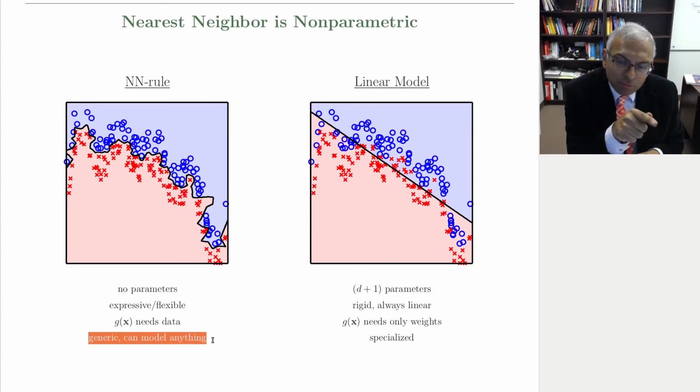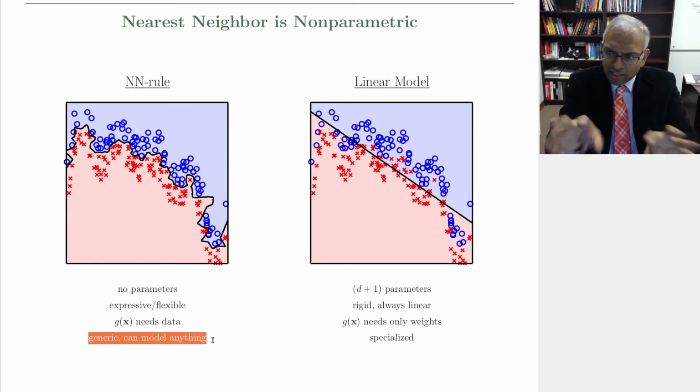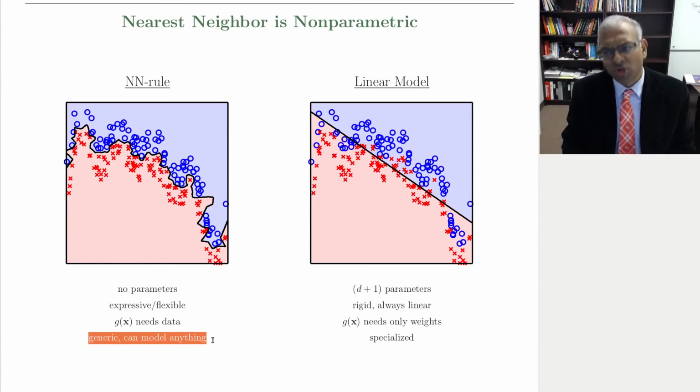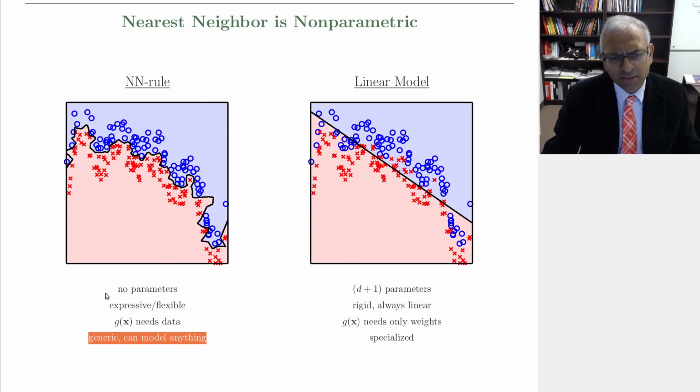So that's just to show you that there are these techniques called non-parametric. Nearest neighbor is a prototypical non-parametric technique, and the linear model is a prototypical parametric technique. And what differentiates parametric from non-parametric? Parametric learns parameters. It's typically rigid, outputting a hypothesis from some fixed hypothesis class. Once you have learned, you can throw away the data and keep just the parameters learned, and it's typically specialized. Non-parametric has no parameters to learn. It's expressive, it's flexible. You typically need to keep the data in order to get this kind of expressiveness, but it's generic and can model anything.